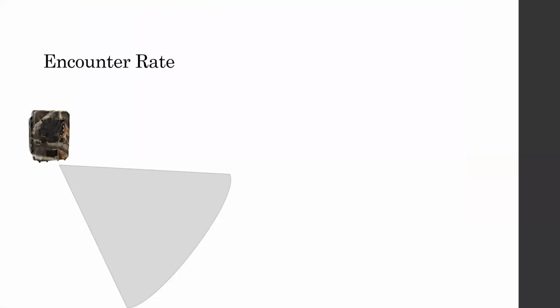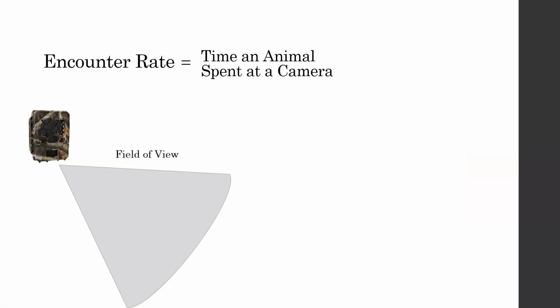The response variable I'm focused on is animal encounter rate, which measures mule deer and elk usage at a site. And I'll quickly walk you through how we developed this metric for time and animal spent at a camera. So this cone is the camera's field of view, which might vary based on where a camera was deployed or camera brand.